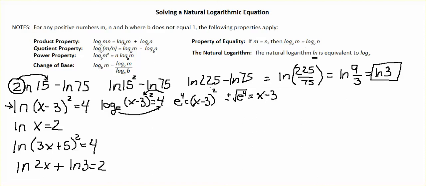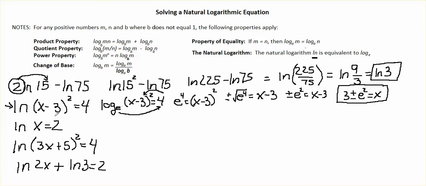And now let's simplify this. For a square root, we're looking for groups of 2. Here we have 4 e's, so we're going to pull 2 of them out: plus or minus e squared equals x minus 3. Then we add 3 to both sides, so we get 3 plus or minus e squared equals x. And since this is squared, I know that anything I plug in for x, once I square it, is going to be positive, so both of these answers will work. So in this logarithm, I have 2 answers.